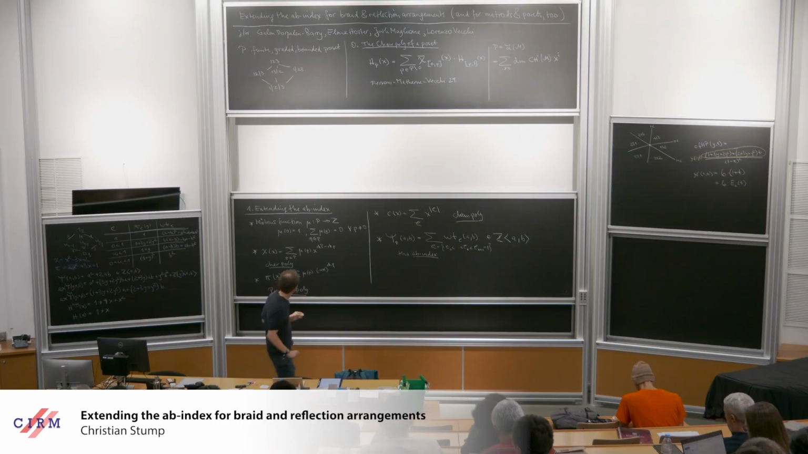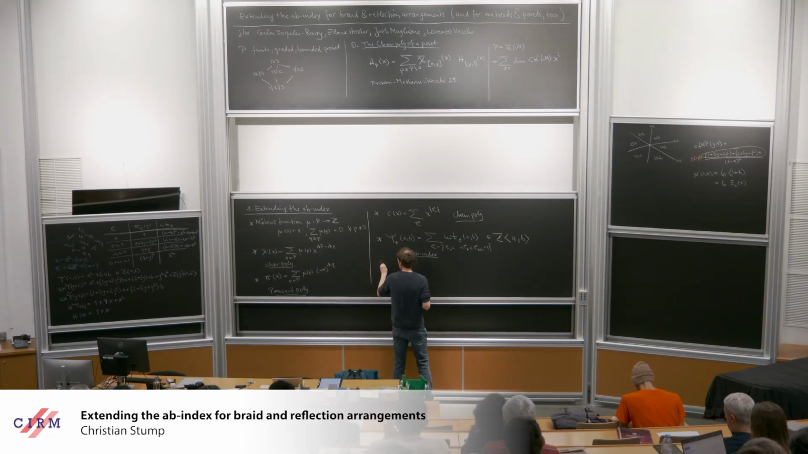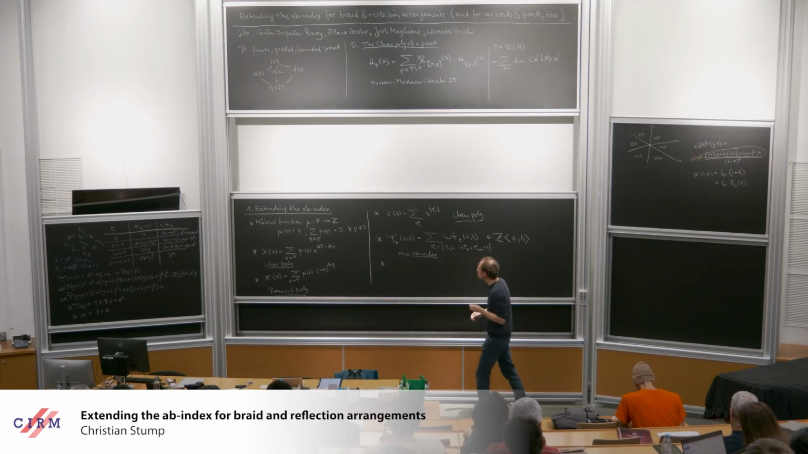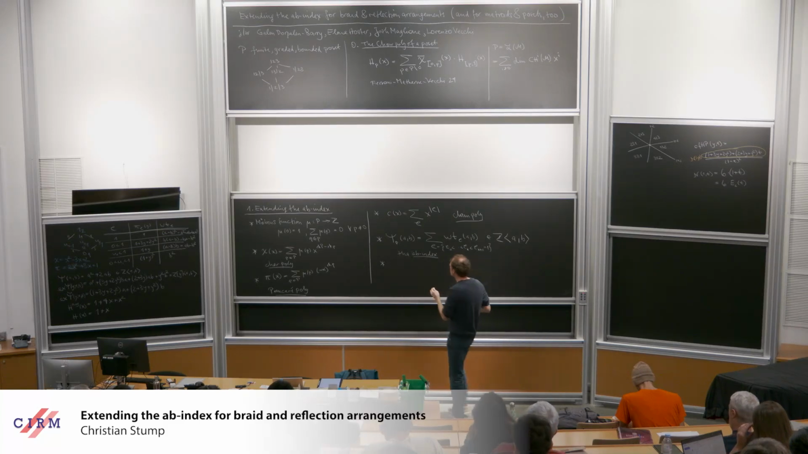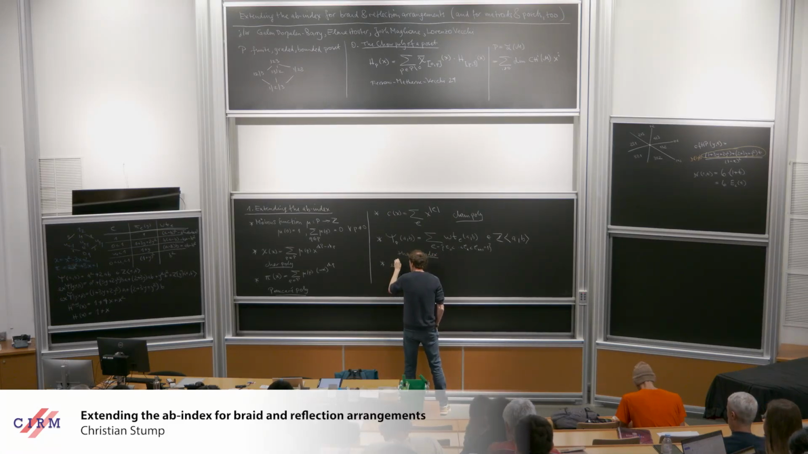Okay, so these are all classical polynomials on posets, and now the new one that we introduced last year is the extended AB index.